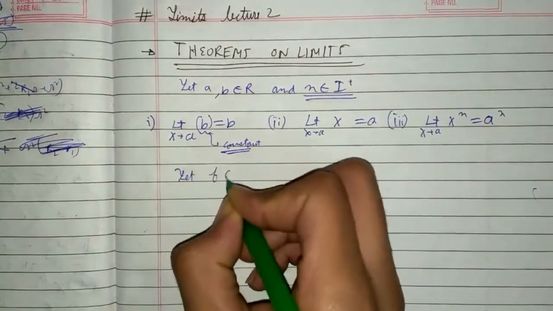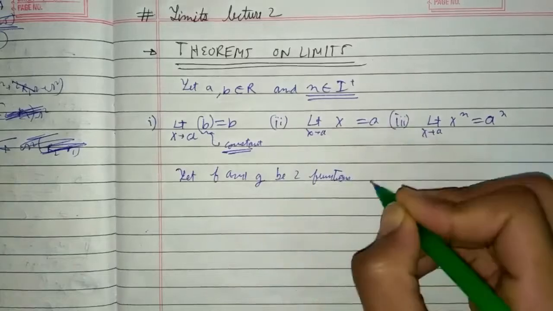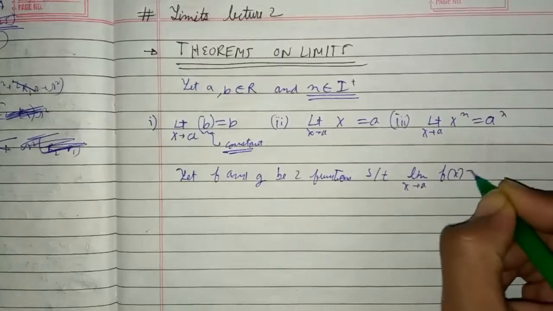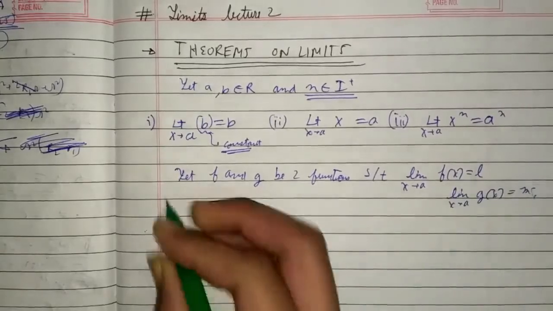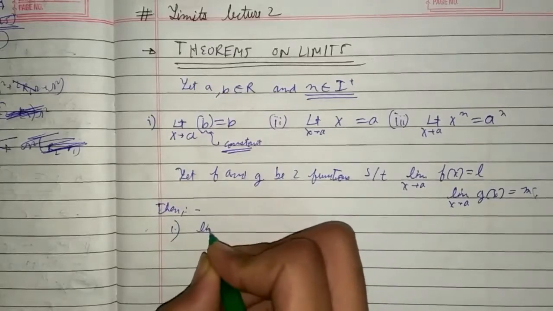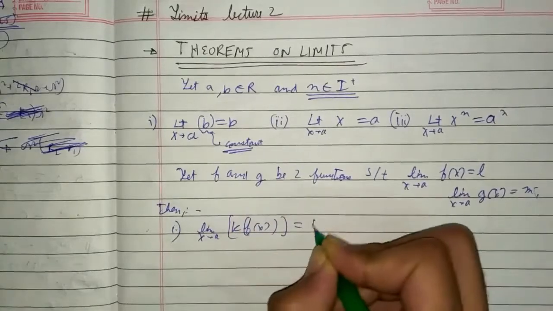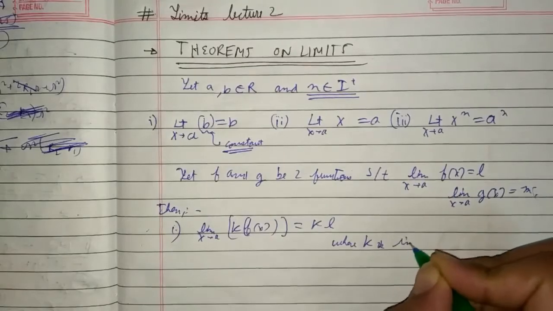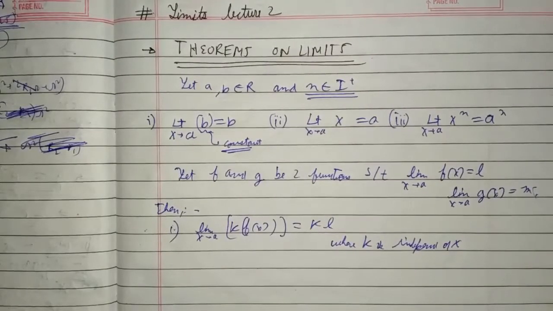Now let f and g be two functions such that limit x tends to a of f(x) is equal to l and limit x tends to a of g(x) is equal to m. Then first is limit x tends to a of k times f(x) is equal to kl, where k is independent of x. A constant factor may be taken outside the limit sign.